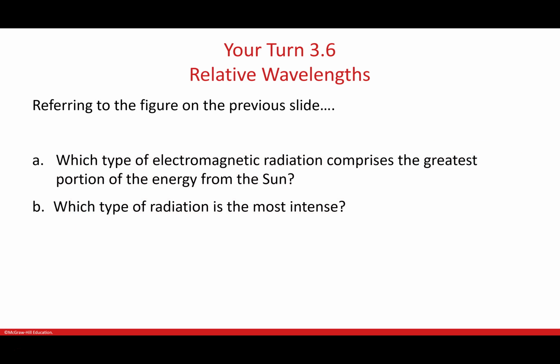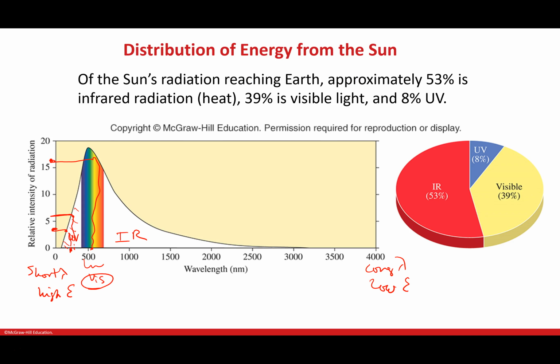So I feel like we answered this. Which type of electromagnetic radiation comprises the greatest portion of energy of the sun? IR. And which was the most intense, though? Intense would be visible. Exactly. Intensity would be along the y-axis. You got it.